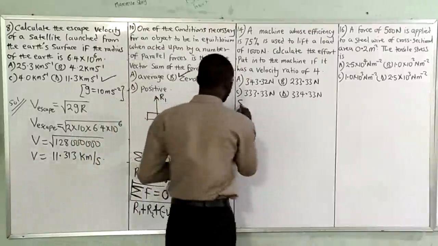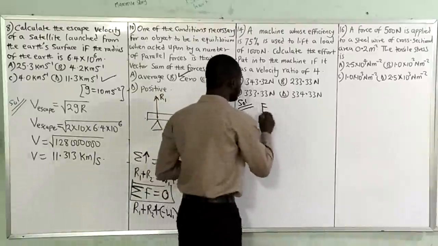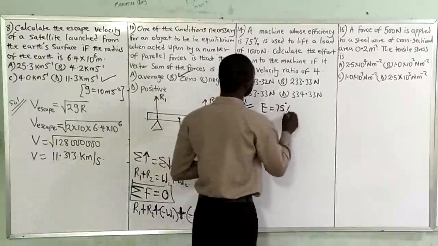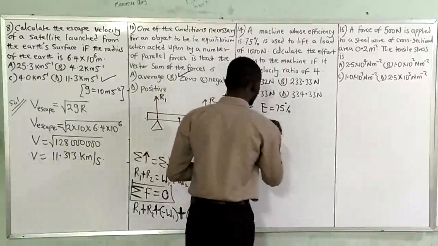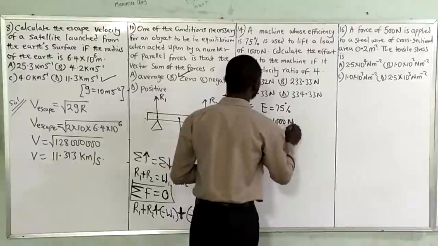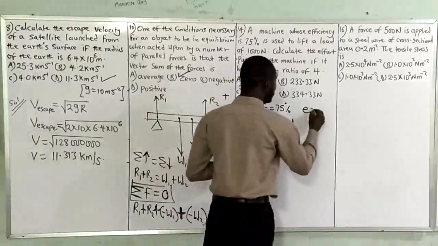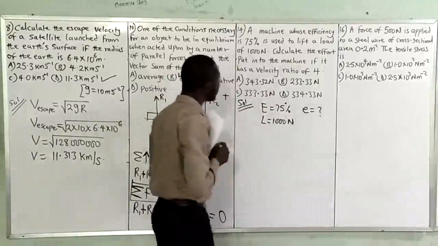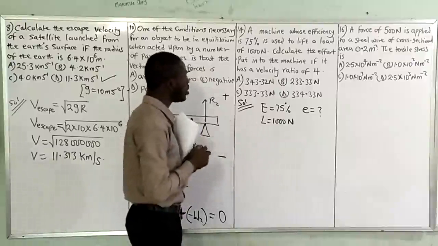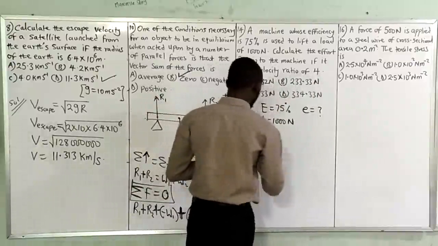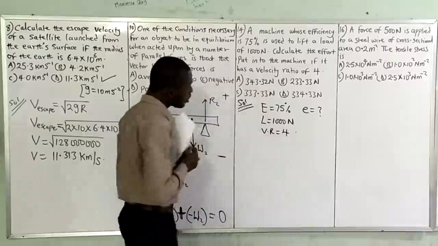Now, solution. We're given the efficiency of the machine to be 75%, used to lift a load of 1,000 Newton. We're given the load in Newton, which is 1,000. Now we're asked to calculate the effort, represented with small letter E, put into the machine if it has a velocity ratio of 4. We're given the velocity ratio of the machine to be 4. We are looking for effort.